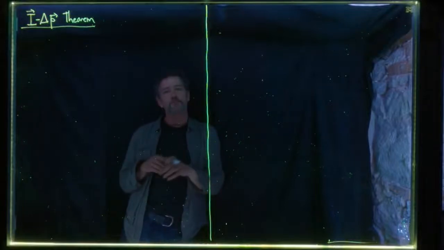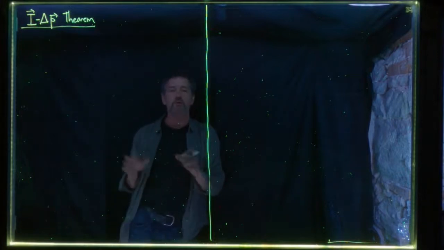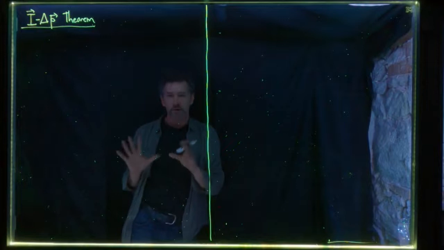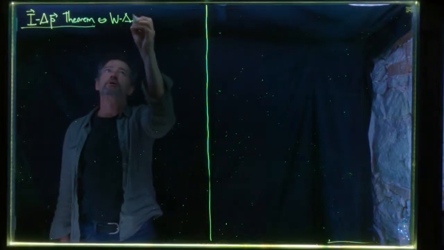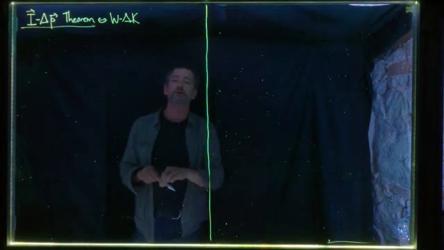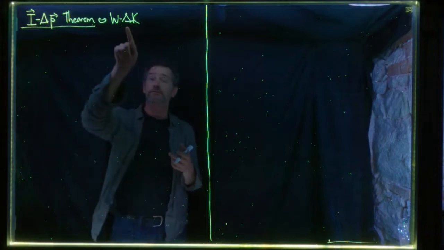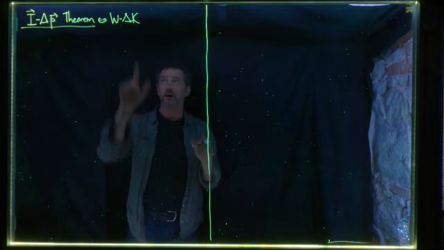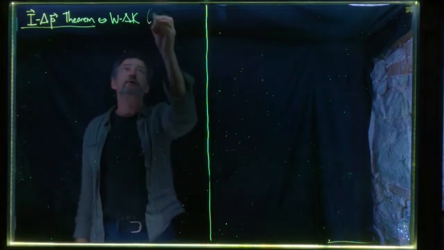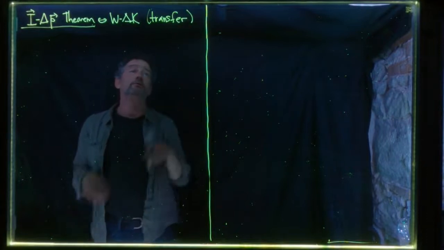All right, hello everyone. So now I'd like to talk a little bit about a very deep and important theorem called the impulse change in momentum theorem, the I delta P theorem. And this theorem is exactly analogous to the work change in kinetic energy theorem, or the work kinetic energy theorem, in the sense that they both look at conservation, in this case conservation of energy, in this case conservation of momentum, from the point of view of transfer of energy or momentum to a system. So it's conservation laws looked at from the point of view of transfer.